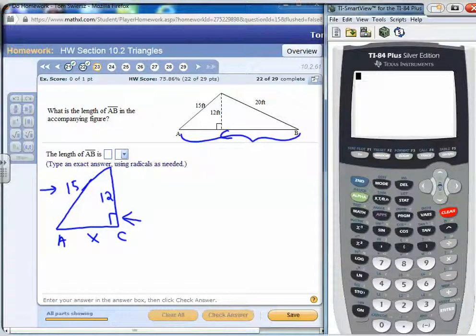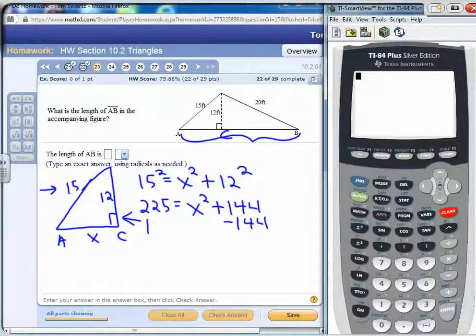Using the Pythagorean theorem, we've got 15 as the hypotenuse, so 15 squared is equal to x squared plus 12 squared, the two legs. 15 squared is 225. 12 times 12 is 144. We subtract 144 from both sides and get 81. So x squared equals 81. Take the square root of both sides. The square root of x squared is x. The square root of 81 is a perfect square, right?